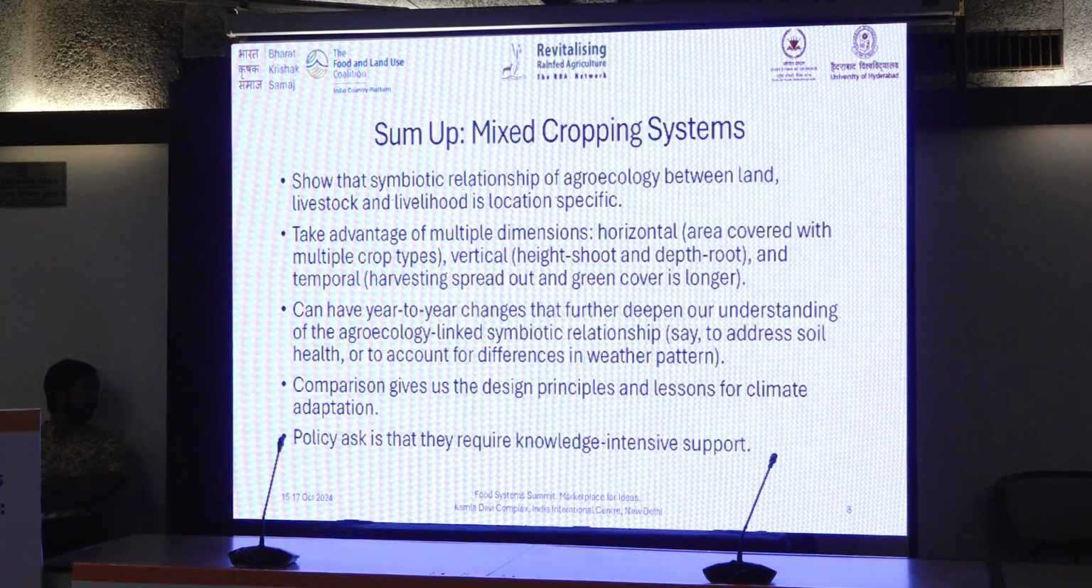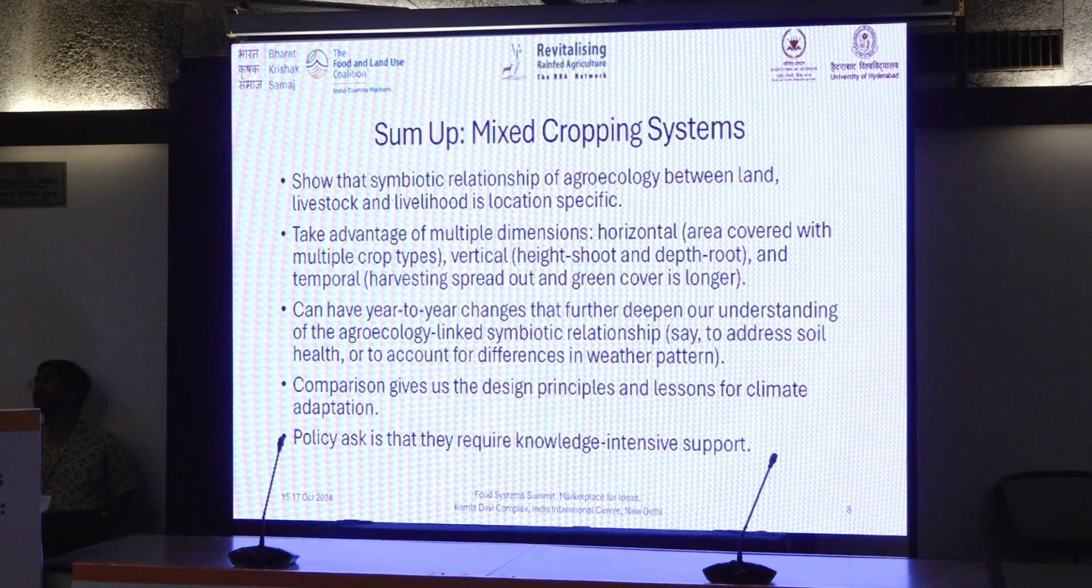So to sum up, what are these mixed cropping systems giving us? They show a symbiotic relationship of agroecology between land, livestock and livelihood. Though we just showed the crops here, there is a livestock part to it. Many of these crops are grown for food and also fodder. So your land provides food for human beings, the people who are putting in effort, and also fodder for livestock. Livestock is providing manure. Human beings put in effort to both these things.